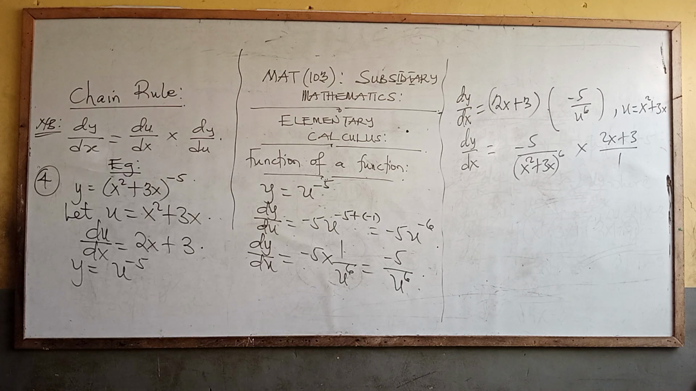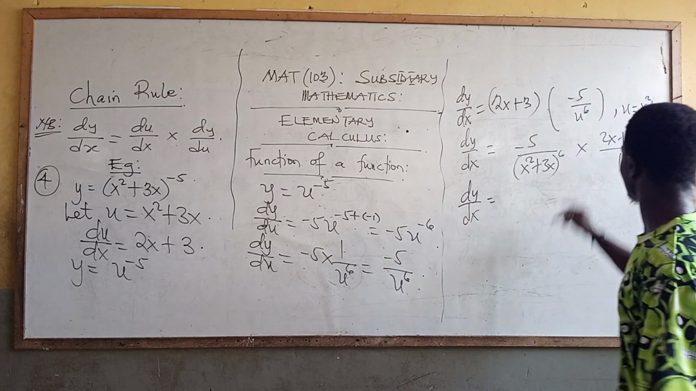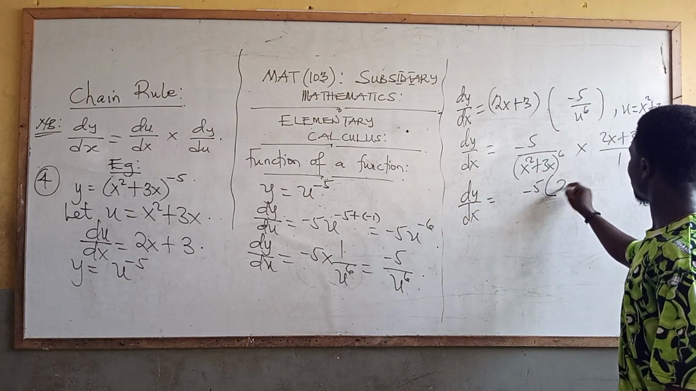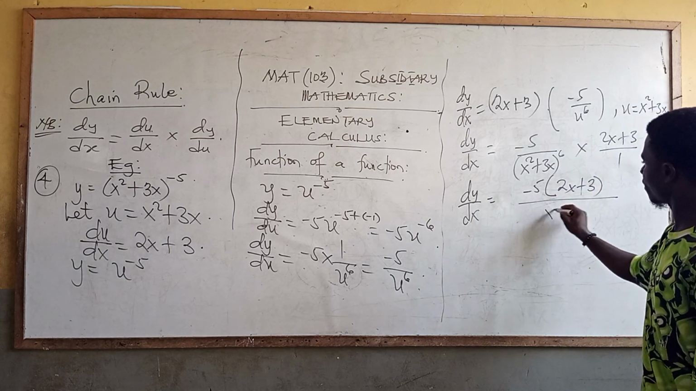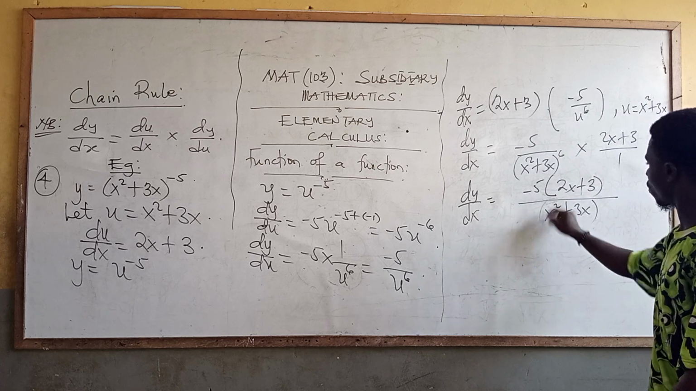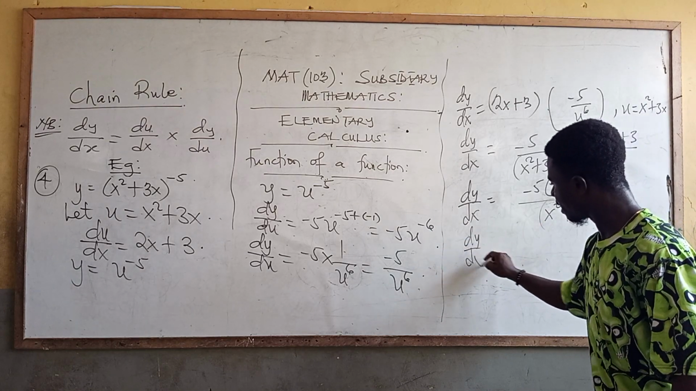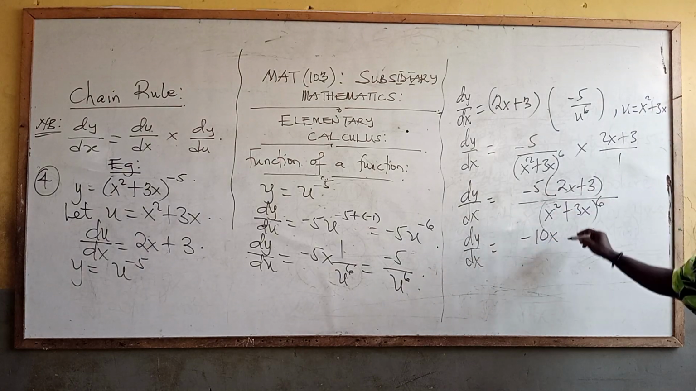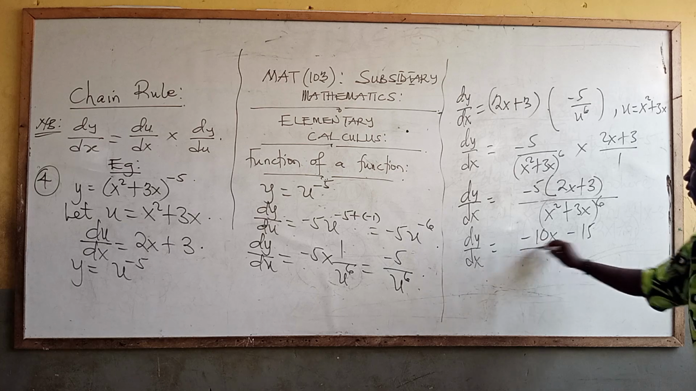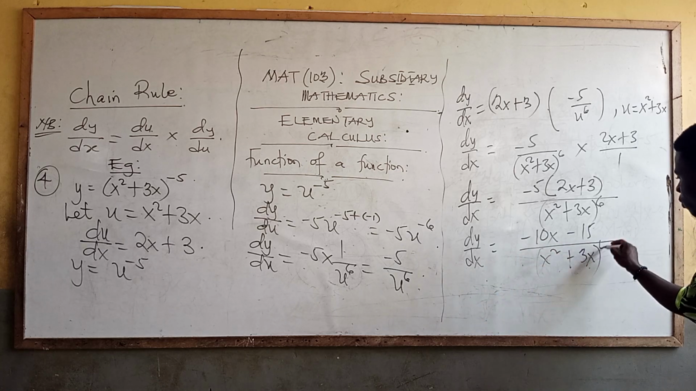So now, we get dy over dx, which must be equal to negative 5 times 2x plus 3, over x squared plus 3x, all to the power 6. So we can multiply: dy over dx equals negative 10x, we multiply this by negative 15, all over x squared plus 3x, all to the power 6.